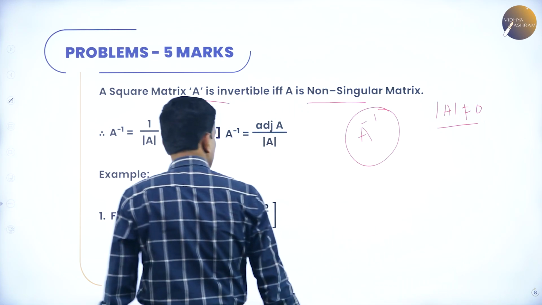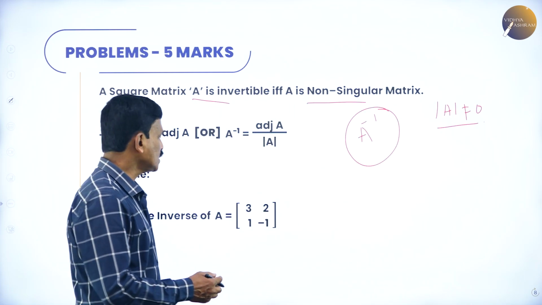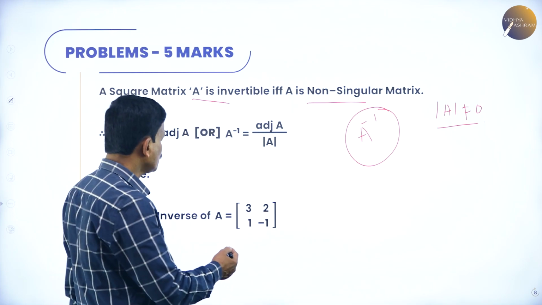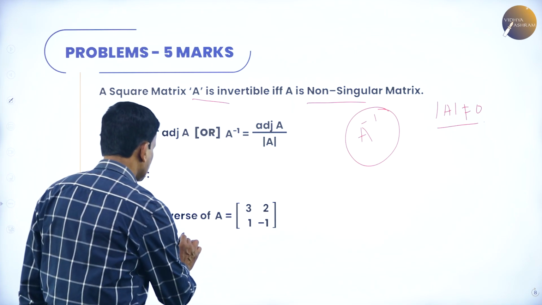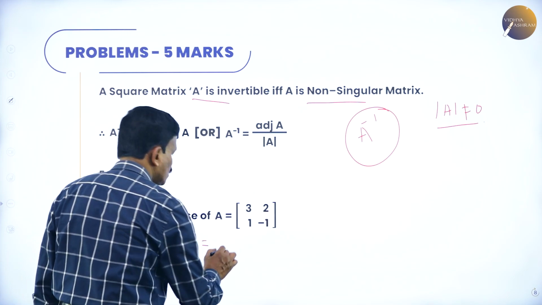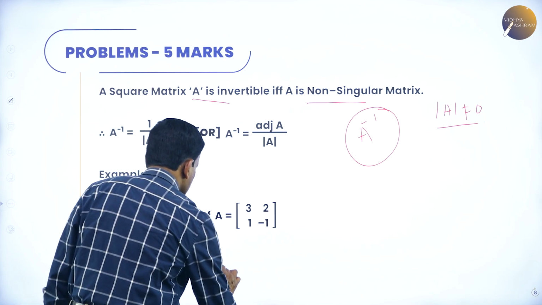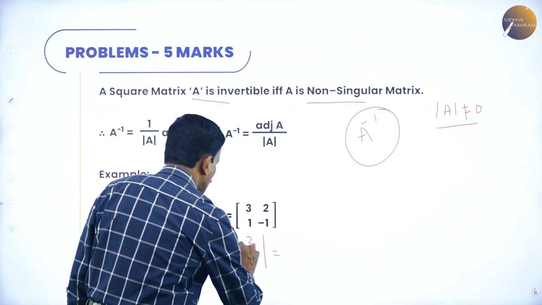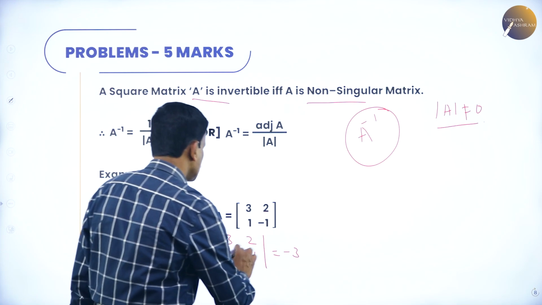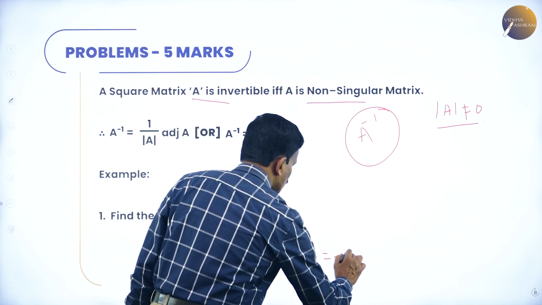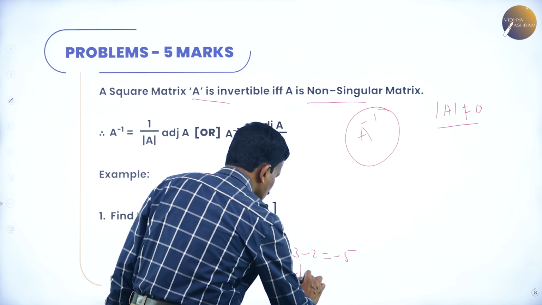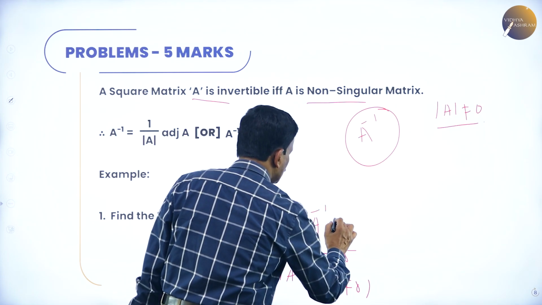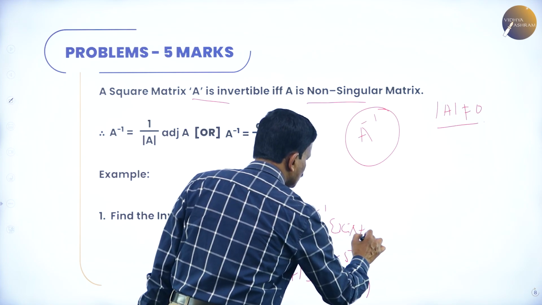Now, let us take an example. Find the inverse of a matrix A. For this matrix, just find out the determinant of A. Check whether it is a singular or non-singular matrix. Determinant of A is equal to determinant 3, 2, 1, minus 1. So, minus 1 into 3 is minus 3, 2 into 1 is minus 2, this is equal to minus 5. Determinant of A is equal to minus 5, not equal to 0. So, A inverse exists.